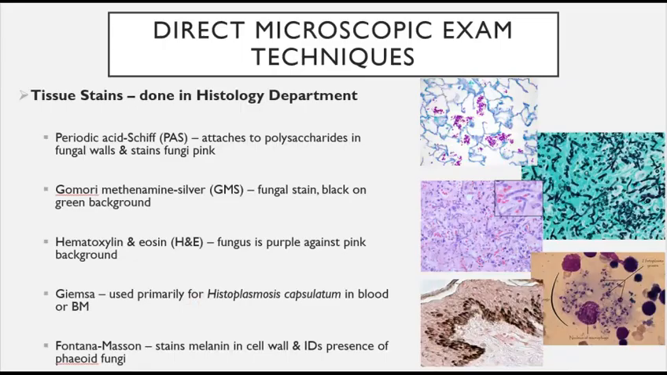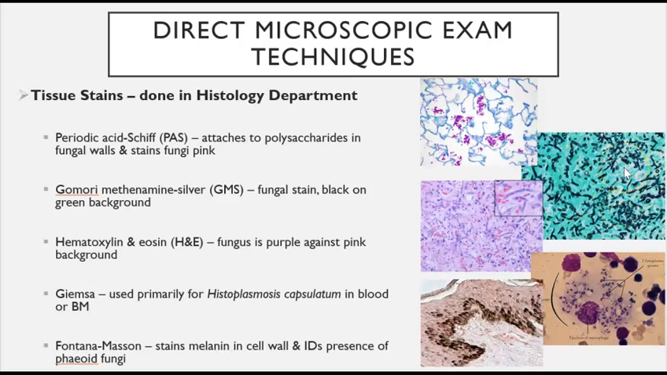We can also do tissue stains for fungal specimens, and these are usually done in the histology department. We have periodic acid Schiff or PAS, and it attaches to the polysaccharides in the fungal walls and stains the fungus pink. And you have an example of that right here in the top image. Then you have Gomori methenamine silver or GMS. This is a fungal stain. It's black on a green background. And that is this example right here.